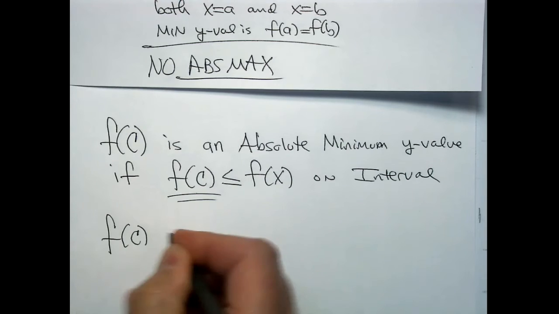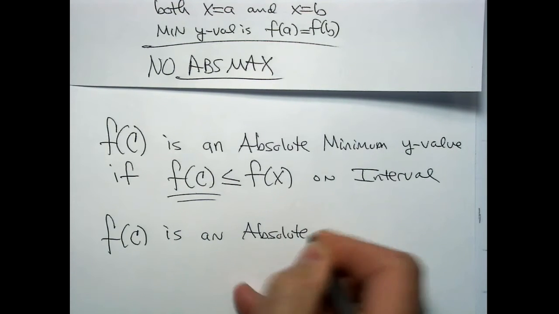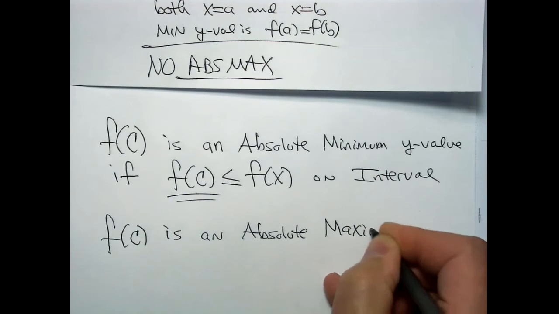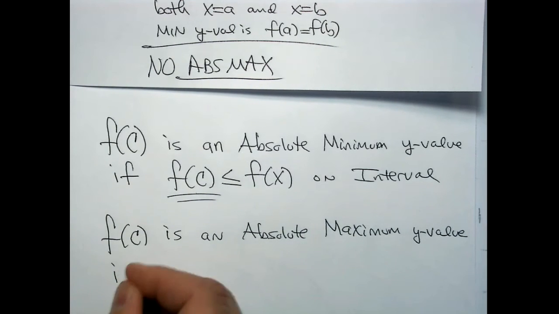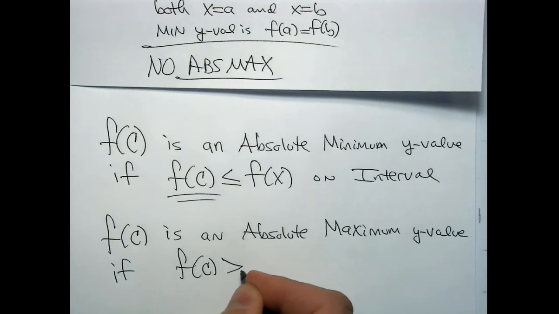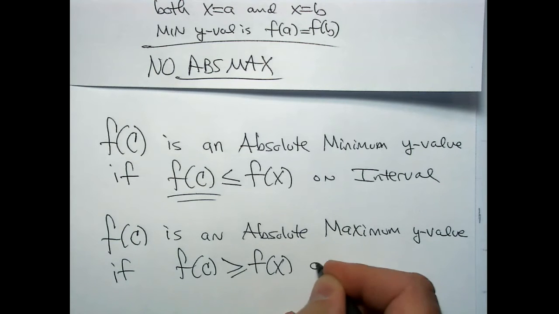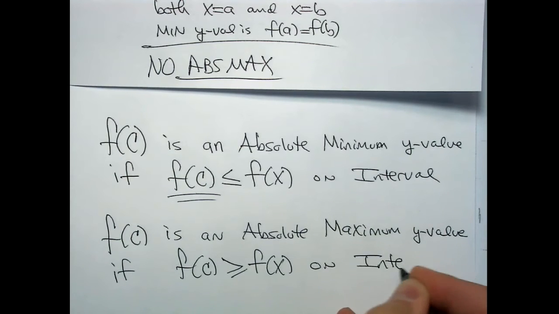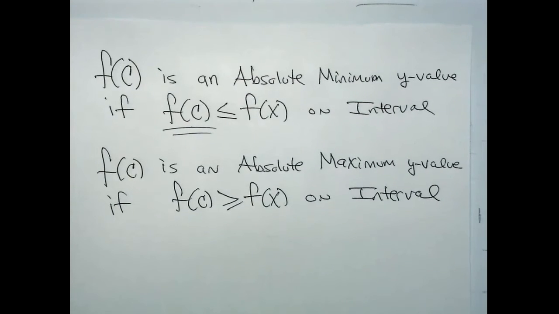F of c is an absolute maximum y value if that y value, f of c, is bigger or equal, that's okay, to every other y value on the interval. This is the very formal definition of absolute extrema, or extreme values.